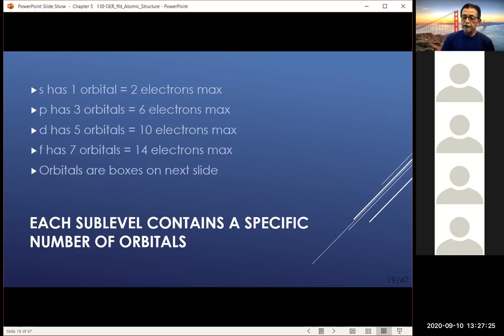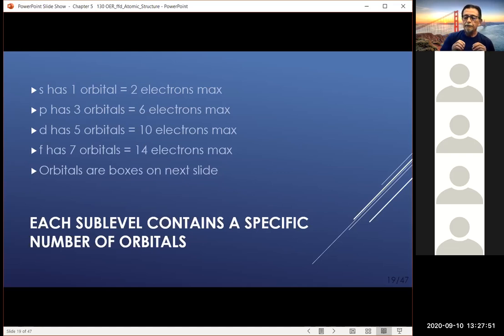Now the D has 5 orbitals. And again, each one can handle at the maximum 2, so we can put a maximum of 10 electrons in any D orbit. And finally, the F has 7 orbits. Again, with 2 per orbit, we can put a maximum of 14.